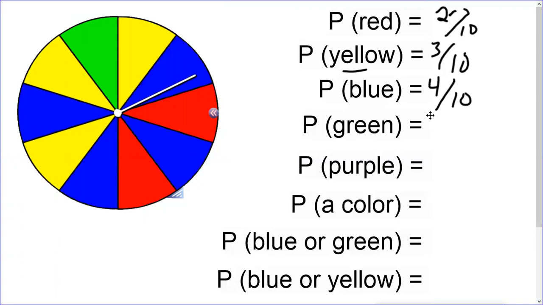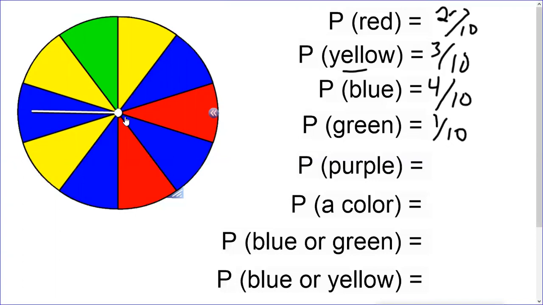Now green, there's only 1 green. The desired outcome is green. You only have a 1 out of 10 chance of that happening. So if you spin this 10 times, it's only probably going to happen once, and it didn't happen there.